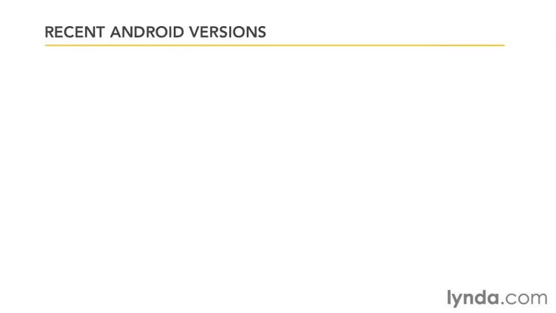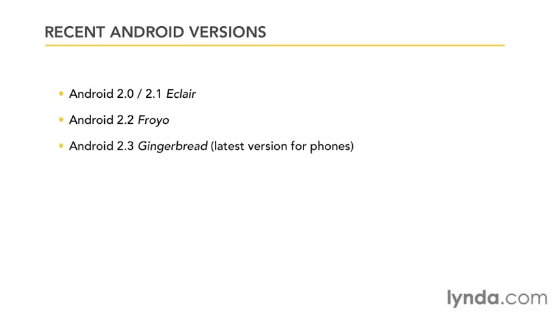So now I want to quickly talk about Android versions, because Android has been progressing at a really fast pace and it's difficult to keep up with the different versions that are out there. When I first got into Android, the first release was Android 2.0, which was called Eclair. The next one was Android 2.2, which was named Froyo, and this is the version that's probably on most people's phones today as I record this. The very latest version of Android for phones is 2.3, which is known as Gingerbread, and that's what we're going to be targeting in this course.